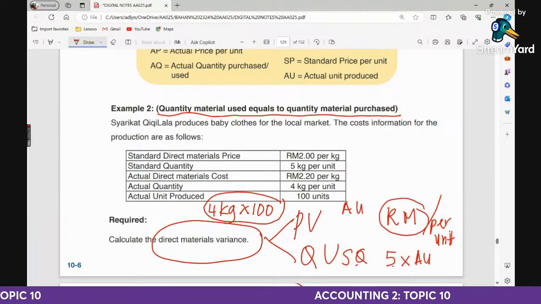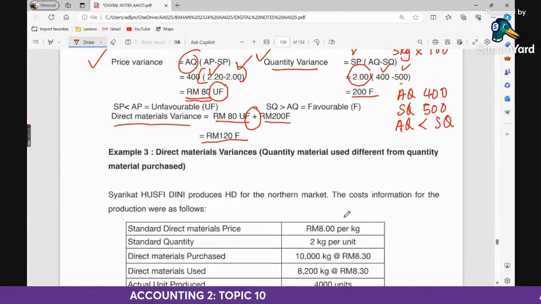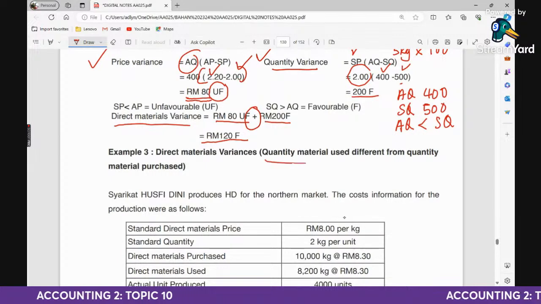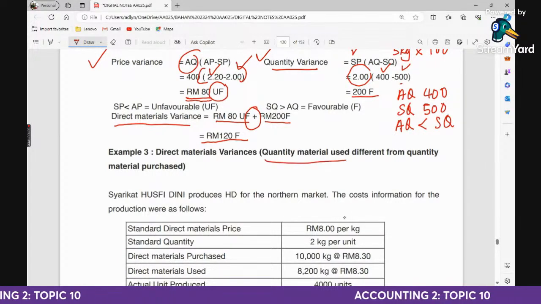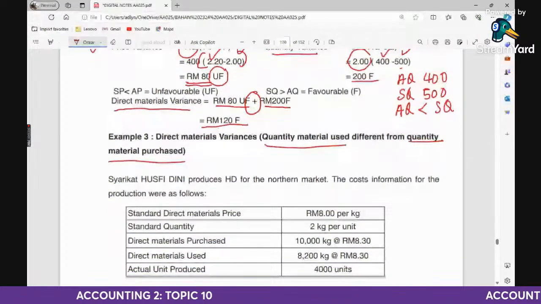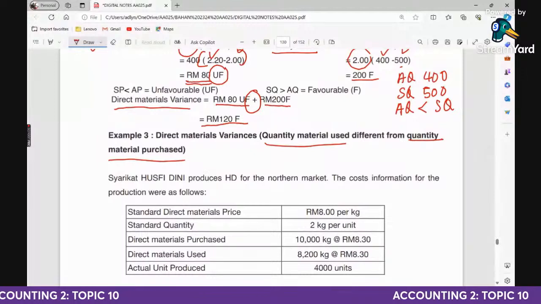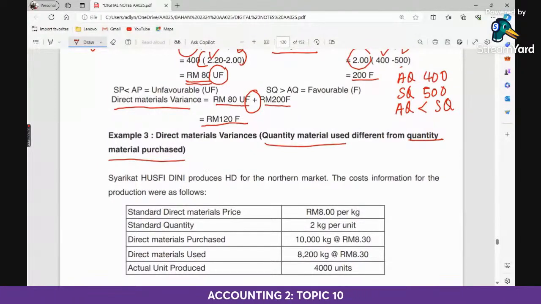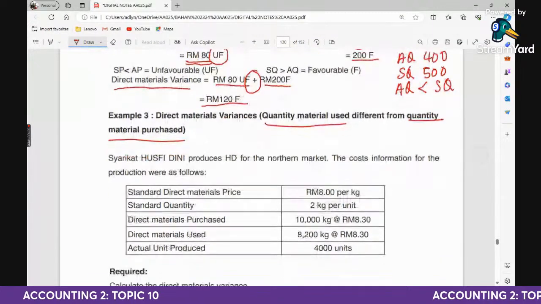Okay, alright. We look at example 3. Okay, ini ada situation di mana the direct material yang digunakan tidak sama dengan quantity material purchase. So, untuk price variance, you akan guna AQ lain. Untuk quantity variance, kita akan guna quantity yang berbeza. Okay, alright. So, tengok soalan.